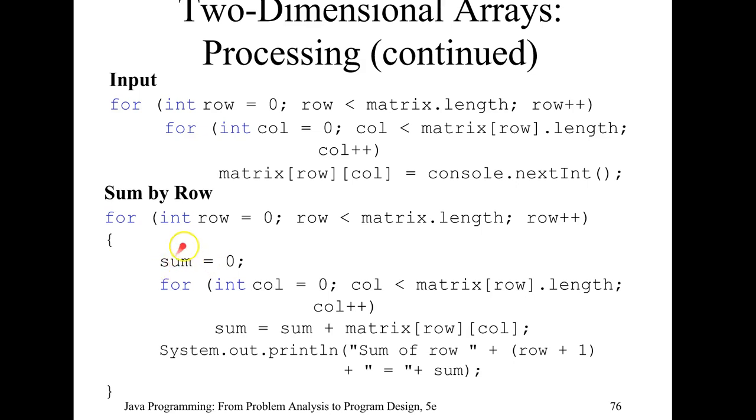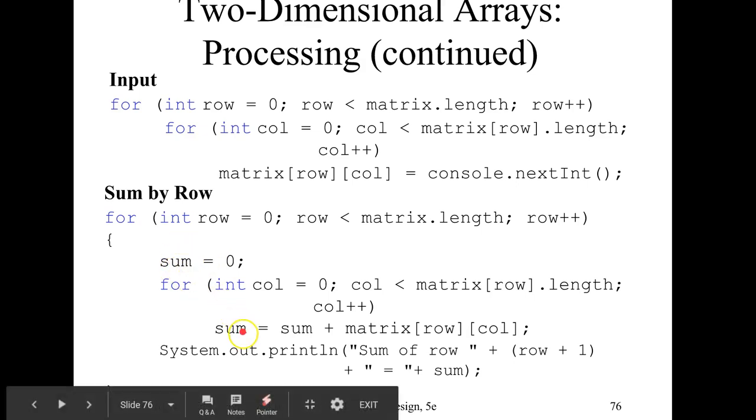Now, if you forget to put this line in, the code will come to here and say, okay, I've got a variable sum. I need to take what's in there and add it to what's in this location in the matrix array. Oh, but I don't know what sum is yet.